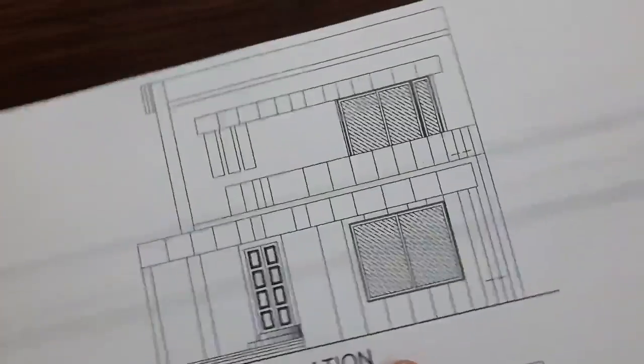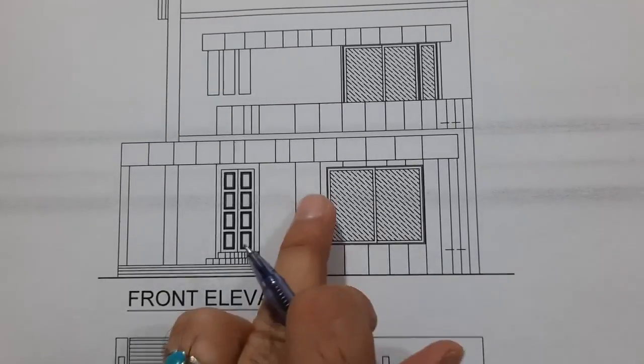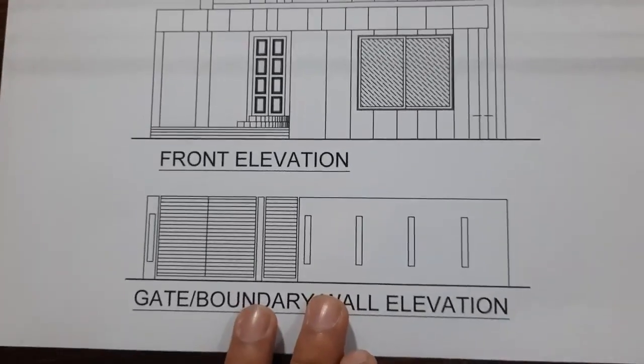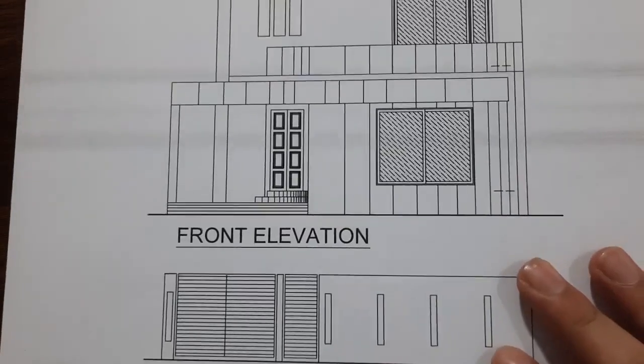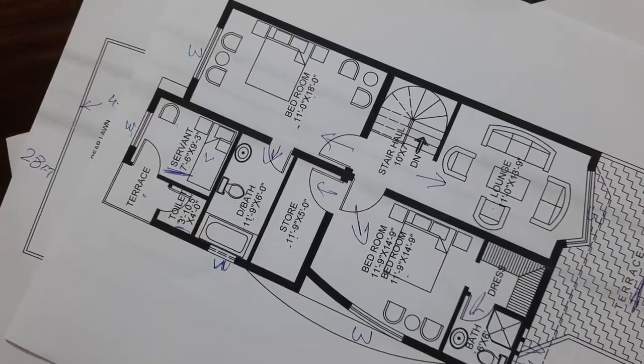Next, let me guide you through the front elevation. This is the front elevation clearly. This is its front elevation, ground floor and first floor. Next, this is the gate boundary wall elevation. So I hope this short video can help you with creating a house plan step by step. Size is 28 by 70 feet.